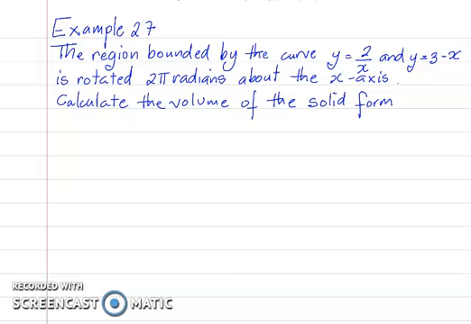All right, example 27. It says the region bounded by the curve y is equal to 2 over x and y is equal to 3 minus x is rotated 2 pi radians about the x-axis. Calculate the volume of the solid formed. All right, so earlier we would have said that something that is very important to find in this volume is to determine the point of intersection of the two graphs. So let's talk about point of intersection.